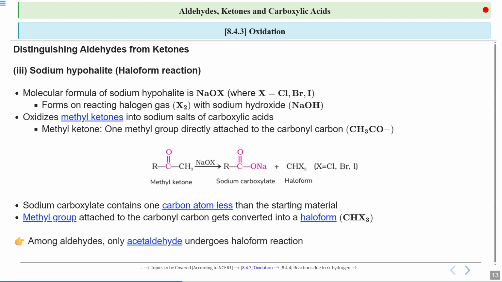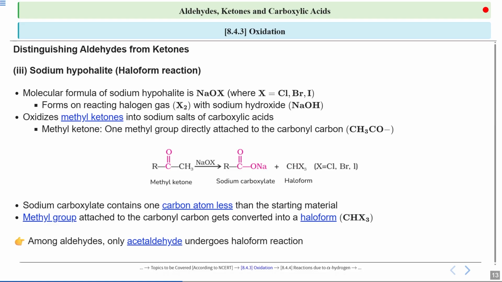Now, among aldehydes, only acetaldehyde undergoes the haloform reaction. Okay, so only acetaldehyde, which is an aldehyde, will undergo the haloform reaction. Acetaldehyde, if you remember the formula, is CH3CHO. Now, this acetaldehyde contains a methyl group which is directly attached to a carbonyl carbon. That is why acetaldehyde undergoes the haloform reaction.